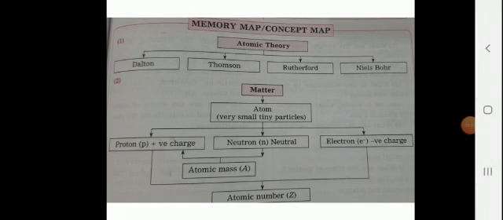Children, let us revise the whole lesson through concept map. Atomic theory was first put forth by British scientist John Dalton in 1803 AD. According to him, mass is distributed uniformly in an atom, and atom is described by him as a hard solid sphere with no internal structure.